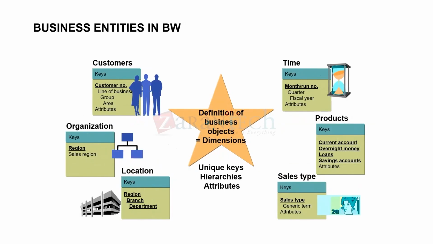This is another example of characteristic versus key figure data. The characteristic data here is like you have a time dimension. The data is displayed quarter wise, fiscal year wise, attribute wise. We have a product dimension. Data is displayed like current account, overnight savings, sales data, location, organization, customers.